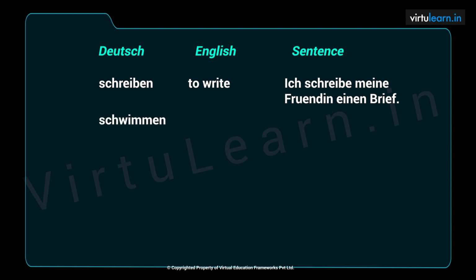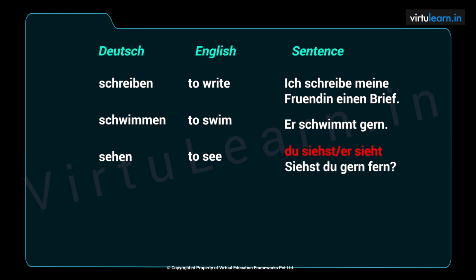Schwimmen, to swim. Schwimmt gehen. He likes to swim a lot. Sehen, to see. An irregular verb. Siehst du gern fern? Do you watch a lot of TV?